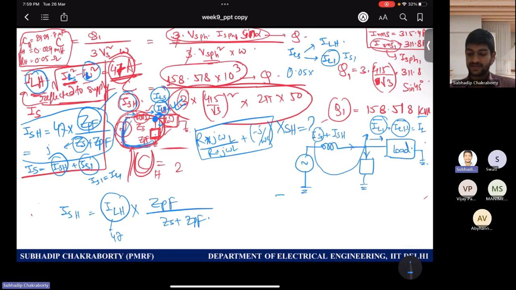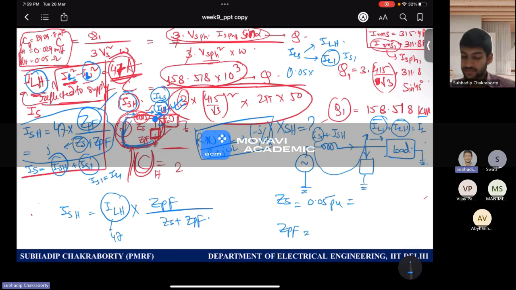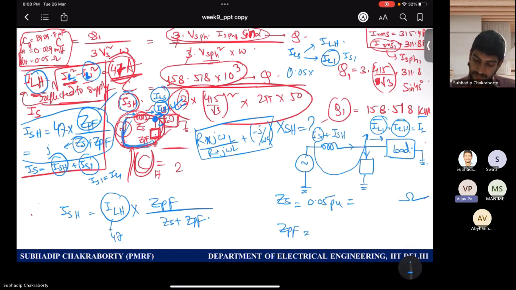Now we need both ZS and ZPF. Okay. Now what is ZS? It is 0.05 per unit. So do you know how to go from per unit to your actual ohms? That is, what is the impedance in ohms? Can anyone determine? ZS is what?